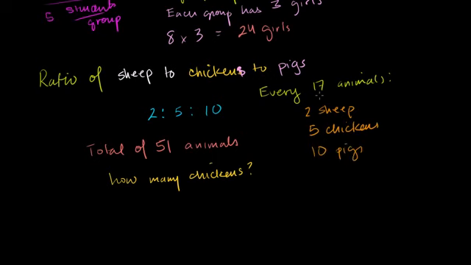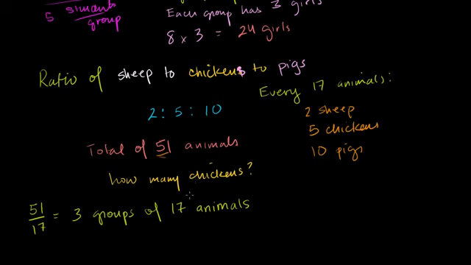Now, how many groups of 17 animals do I have? I have a total of 51 animals. So if there's 17 animals per group, 51 animals divided by 17 animals per group, I have 3 groups of 17 animals.